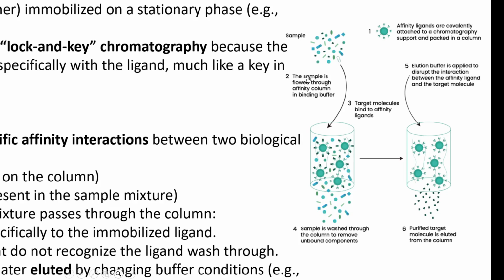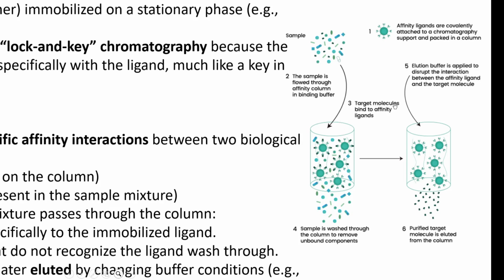So the sample is then flowed through the affinity column in the binding buffer. Then you have your ligand, which is specific to your protein of interest, which binds to it. The other molecules do not bind to your ligand molecule. Therefore, the unnecessary excess or non-specific biomolecules are washed out. So the sample is then washed through the column to remove unbound components.